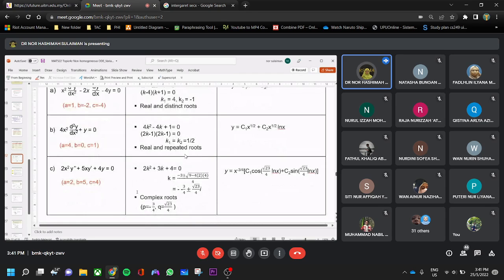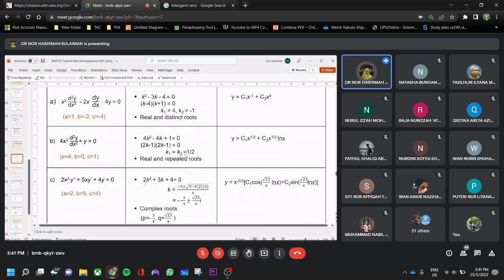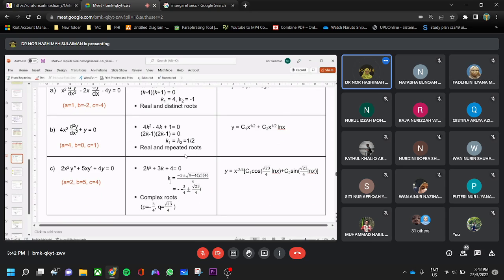Last example untuk example 1 ni, katalah you are given this equation and you extract the coefficient as A equals to 2, B equals to 5, C equals to 4. Masukkan dalam formula yang ni, dia akan dapat 2K kuasa 2 tambah 3K tambah 4. Kalau you gigih lah nak fakturkan, tak boleh fakturkan. So you can apply root finding formula kan? Dan you boleh guna calculator, you boleh guna formula tu kan, minus B plus minus square root of B squared minus 4AC divided by 2A kan?